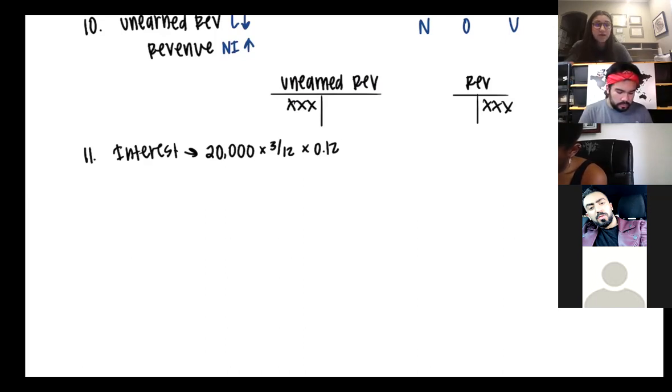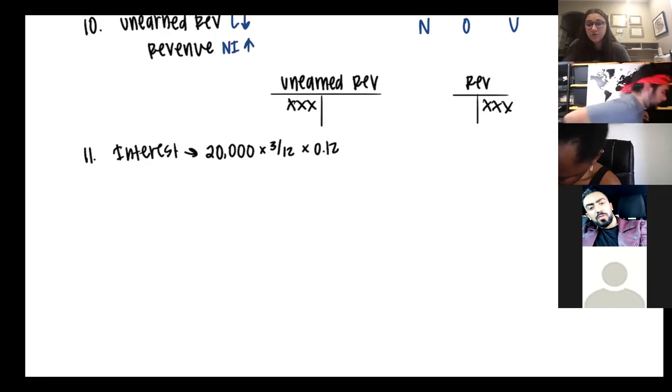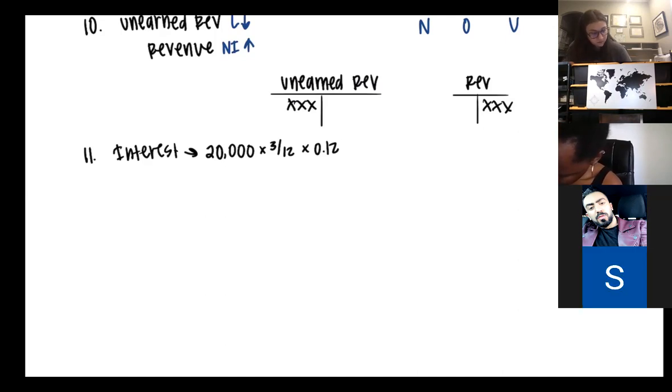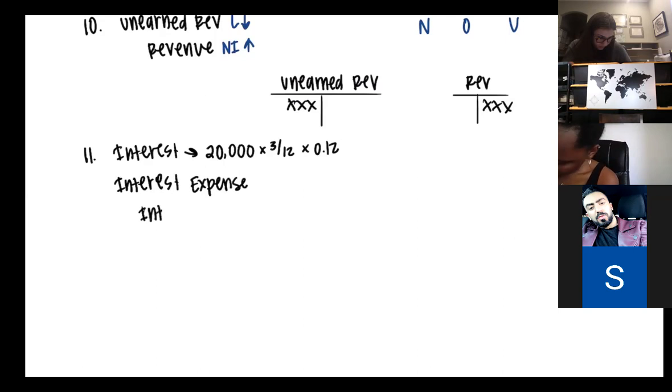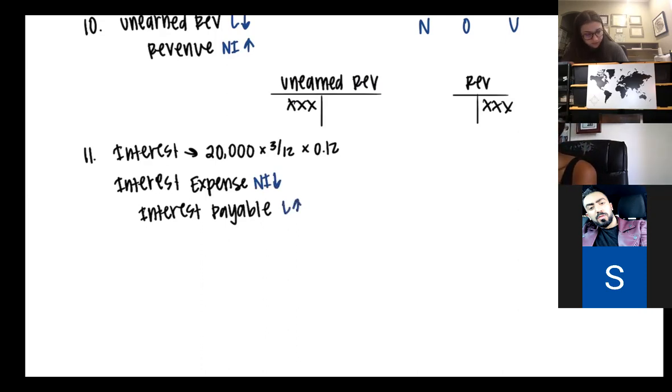600. So okay, I've accrued $600 worth of interest that I need to pay, right? But the interest is to be paid when the note is paid. So what is my journal entry? With interest expense and interest payable. Good. And so expenses affect net income, they lower it, and your payables increase your liabilities.